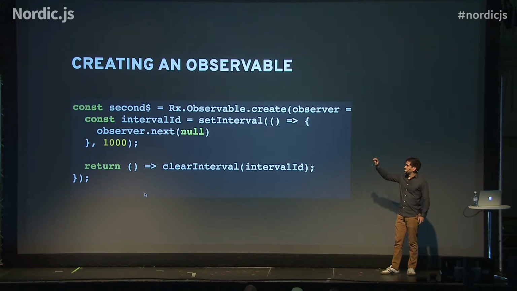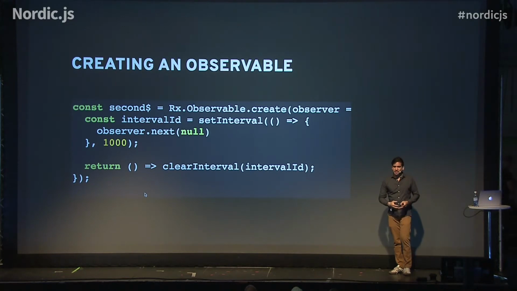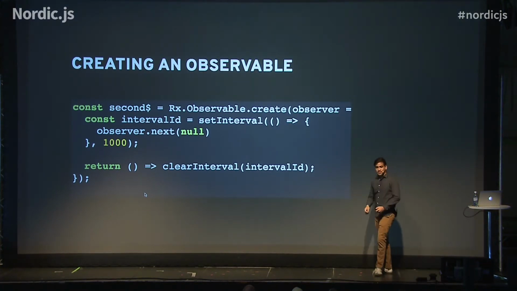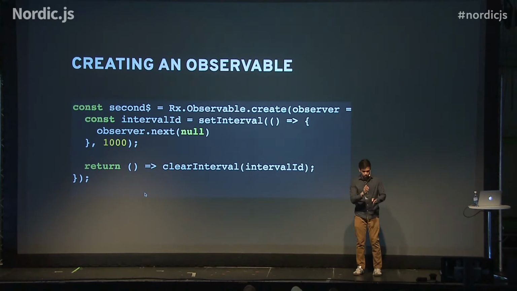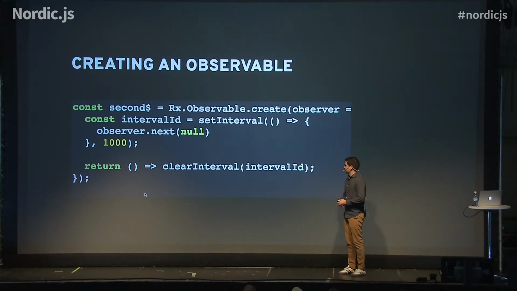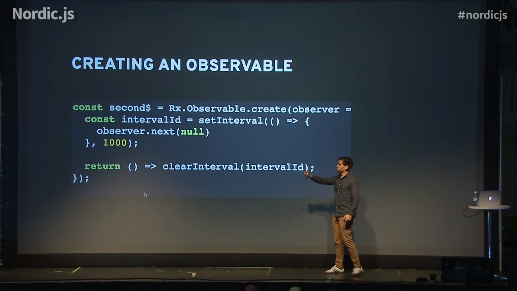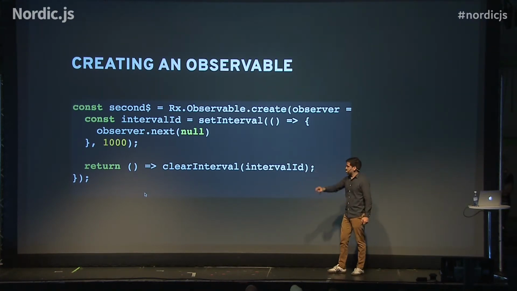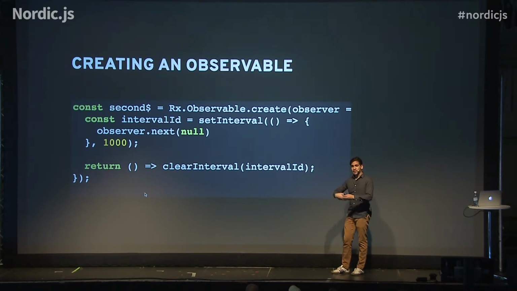So what happens is you pass in a function which takes in an observer, and this observer has three methods: next, error, and complete. For simplicity, we're just going to use the next method. So let's say we wanted an observable that only emits every second, right? So we set an interval, and on each interval, we just pass a null value. And so that's going to emit every 1,000 milliseconds. Now, this observable, we also return something to clean up the observable, and that's clear interval, of course.